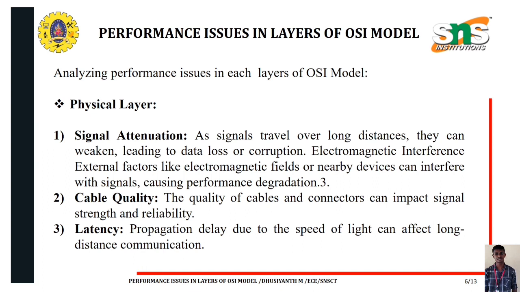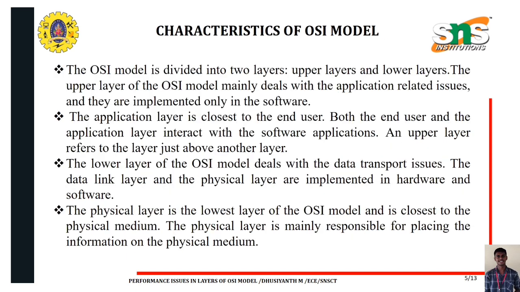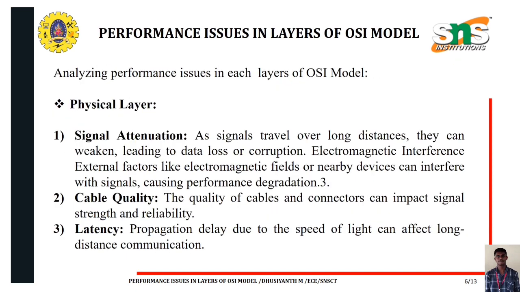First of all, let us see signal attenuation. As signals travel over long distances, they can weaken, leading to data loss or corruption. Electromagnetic interference: external factors like electromagnetic fields or nearby devices can interfere with signals, causing performance degradation. Next, cable quality. The quality of the cables and connectors can impact signal strength and reliability. And third, latency. Propagation delay due to the speed of light can affect long distance communication.